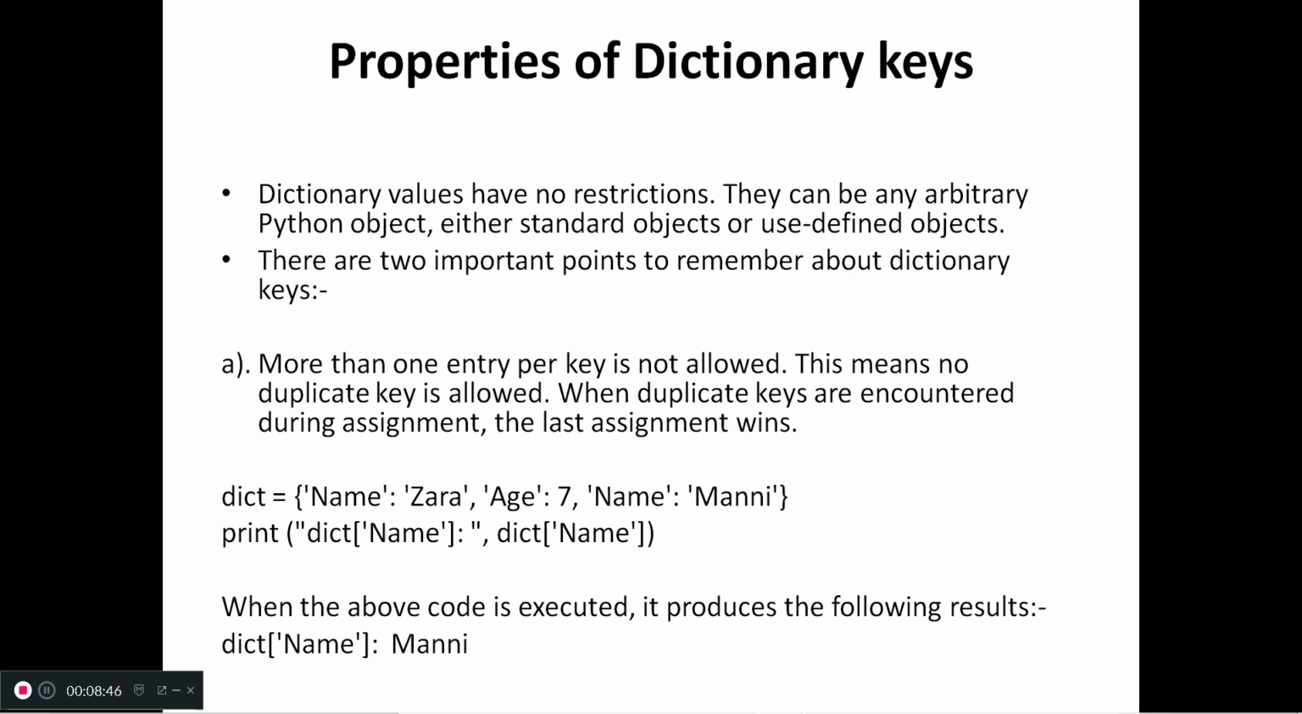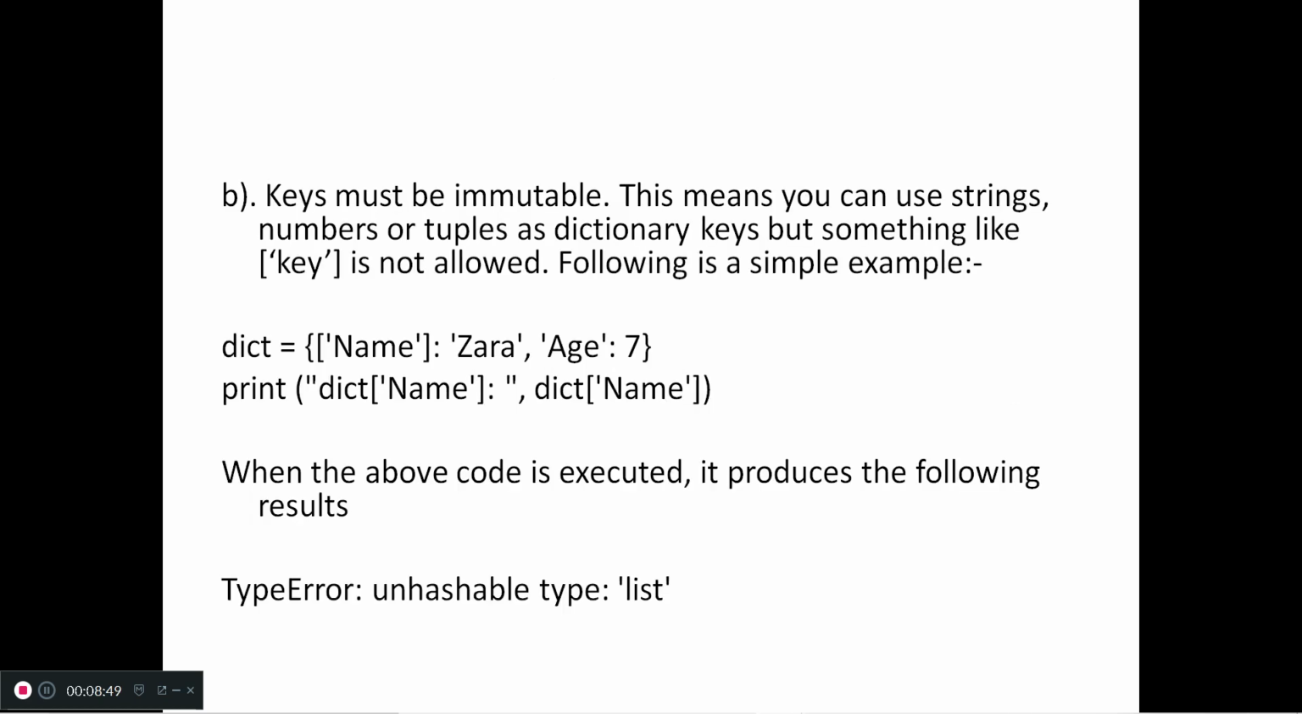The second one, keys must be immutable. The keys must be immutable. This means you can use strings, numbers, or tuples as dictionary keys, but something like a list is not allowed. Check this out. The example: dict name is equal to Zara, 87. Print dict name. When the above code is executed, it produces the following result: error. The reason is unhashable type list. This is unhashable type. So we are not allowed to use that as well, right?